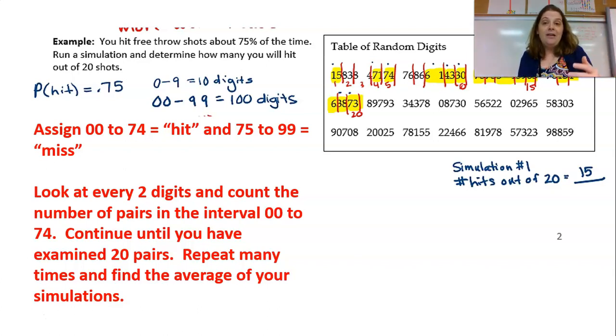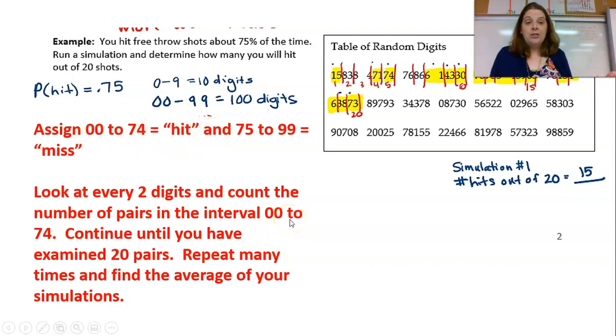I'm going to continue until I've looked at 20 pairs, and I'm going to see how many of them are from 00 up to 74. Those are going to be hits. And how many of them are not. Okay, and then we'll continue until we've looked at the 20 pairs. So I went through and I did this, and I looked, 15, that was a hit, 83, miss, 84, miss, 71, hit, 74, hit. I think I said miss, but that was wrong. So 74 was a hit. So I did this all the way until I had looked at 20 pairs of numbers. And out of those 20 pairs of numbers, 15 were in that 0 to 74 range for being hits.